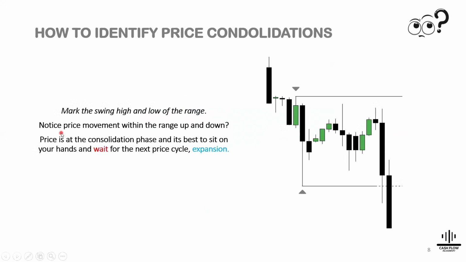How do you do this? You mark out the swing high and swing low of the range. Now you notice that price was neither taking this high or this low. See how price was moving in this range. The swing high, the highest high formed, and the lowest low formed, gives you the area of consolidation.